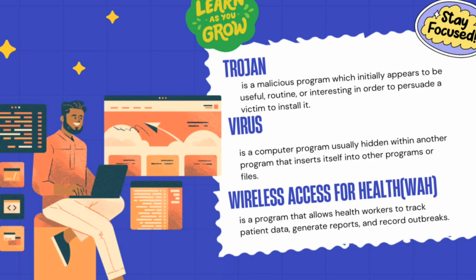Trojan horse, or simply Trojan, is a type of malware disguised as a legitimate program. When a user downloads or opens it, the malware activates and can damage files or steal information. For example, a user downloads a free game from an unknown website, but it secretly installs a Trojan that allows hackers to access the computer remotely without the user knowing, and they can access your website.